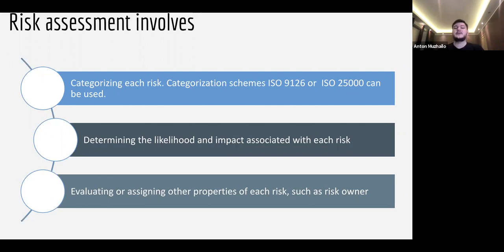The third thing here is to evaluate other properties of risk. We gathered the risk levels and the priorities, but we also need to think about how we can address them. So each risk usually should have a risk owner, because otherwise, if we don't have one, this risk might be forgotten or might just remain untouched for some time. So having a proper risk owner and a mitigation plan is very important. Let's have a closer look.